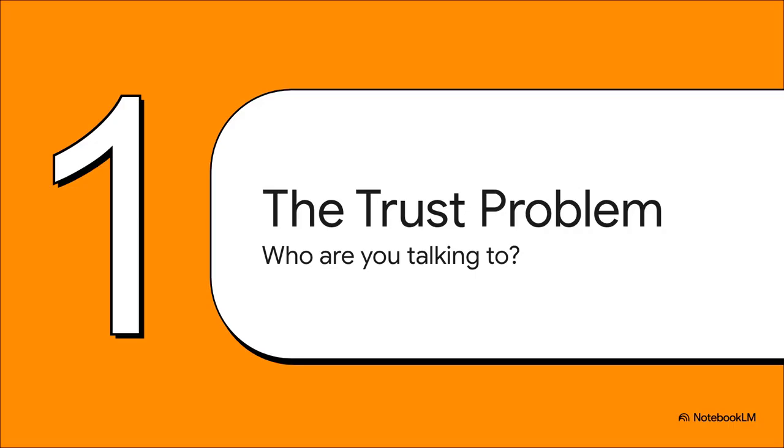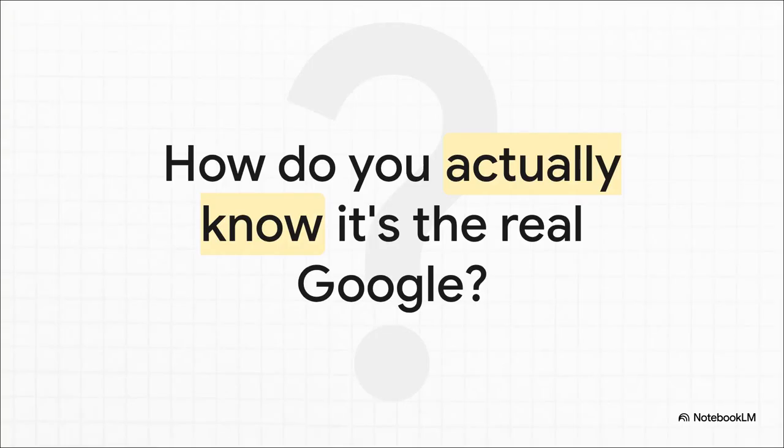Starting with Section 1, the Internet's trust problem. To really grasp the brilliant solution that secures the modern web, we first need to understand the terrifying vulnerability we're actually trying to fix. Imagine you're trying to securely connect to google.com. When you connect to a server, it hands you a public key to encrypt your data. But here is the massive problem.